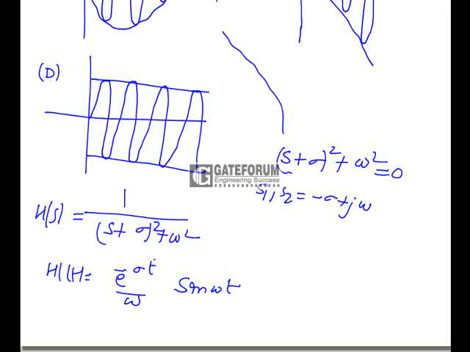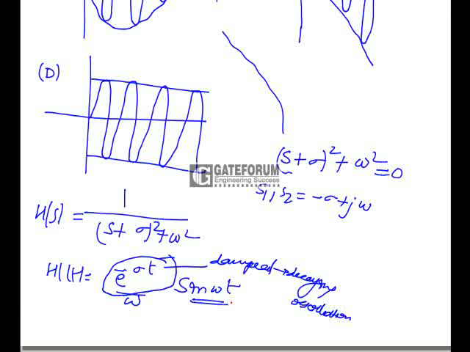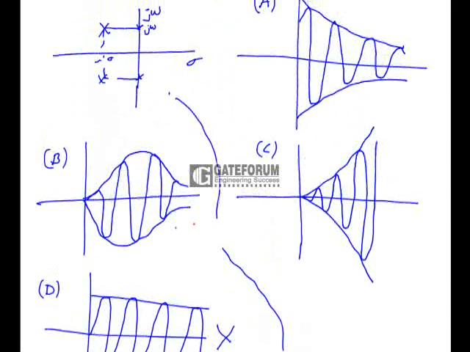So from this response, we have e power minus sigma t. So these are damped oscillations, or you can say decaying oscillations with respect to the sine term. This option is not damping, it is not reducing to 0 at infinity, so this is not the option. Similarly, he has given the other three options like this. This is reaching infinity, so this is not the correct answer.